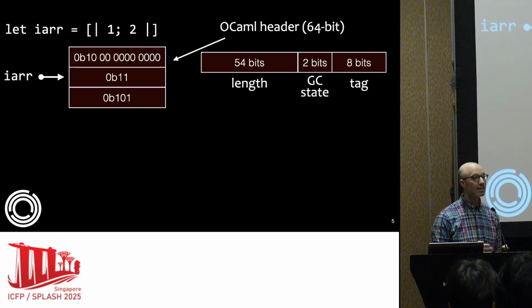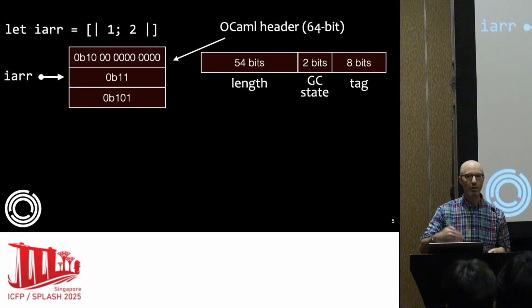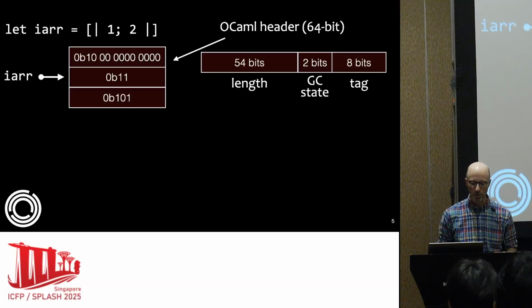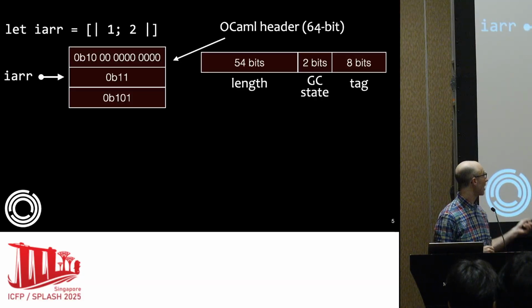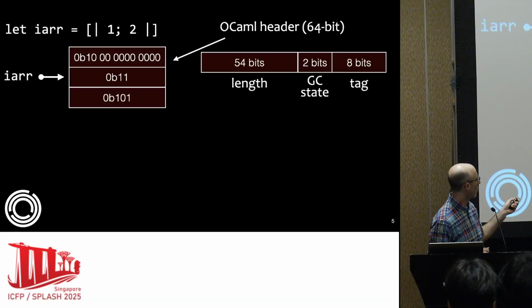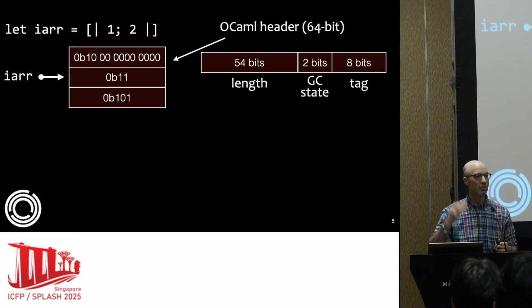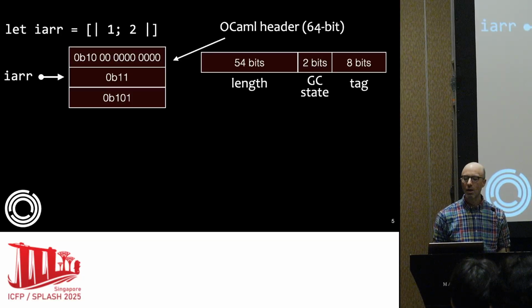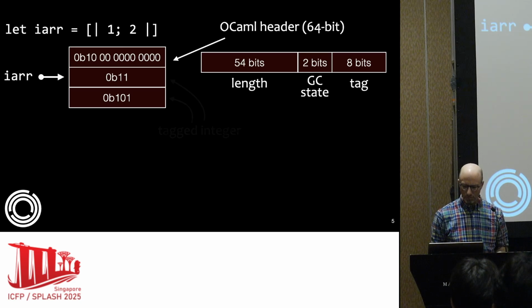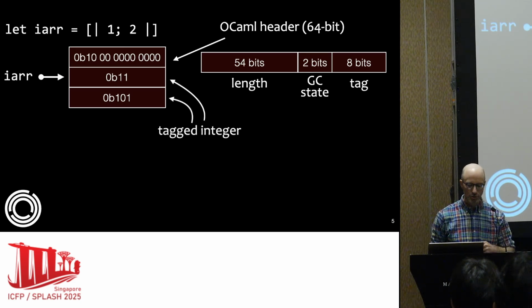And so for this int array, the tag is 0. The GC state is 0. Oh, does this pointer work? Yes, it does. So the GC state is 0, and then the size is 2, right? Because there are 2 elements. We don't count the header word when we say how many words there are in the block. And then the elements are, of course, the number 1 and the number 2, right? Because in OCaml, all integers are tagged, so that bottom bit is always going to be 1. So that's an integer array. Those are tagged integers, as I just pointed out.